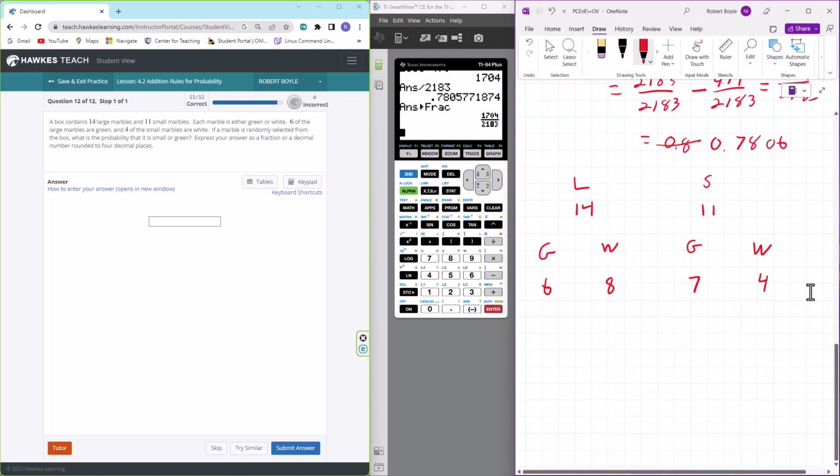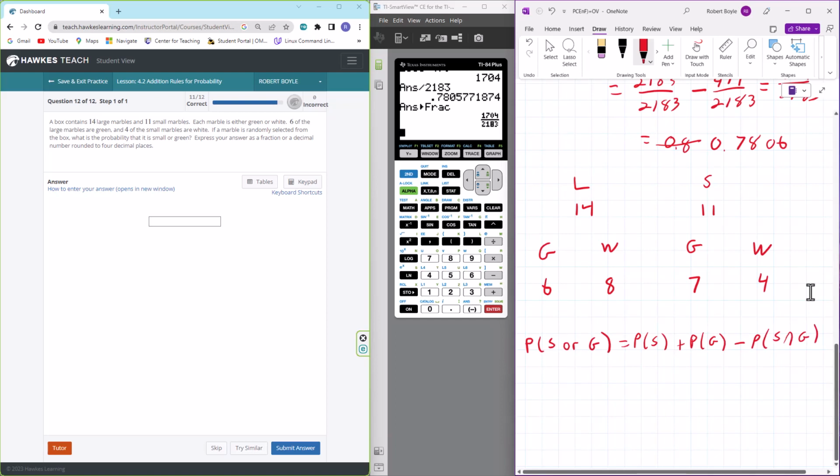If a marble is randomly selected from the box, what is the probability of it being small or green? So we want to find the probability of the marble being small or the marble being green. That is going to be equal to the probability of the marble being small plus the probability of the marble being green minus the probability of the marble being small and green.